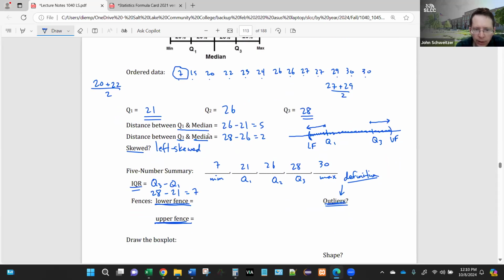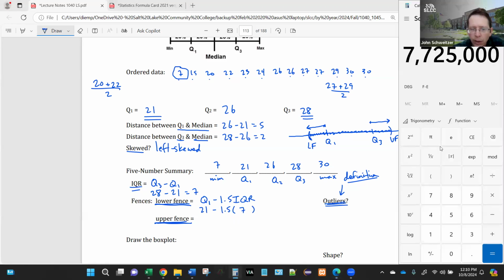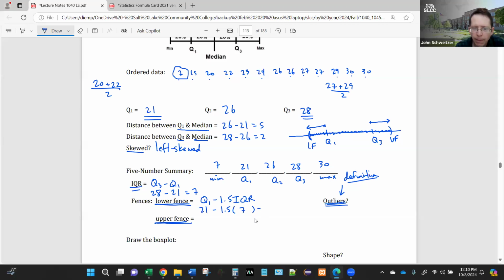Okay, so with the lower fence, it's going to be a lower value: Q1 minus 1.5 IQRs. Q1 is 21, and we're going to go minus 1.5 IQR. The IQR has been calculated to be 7. So it's calculator work. We're going to go 21 minus 1.5 times 7, 10.5. So this lower fence here is 10.5.